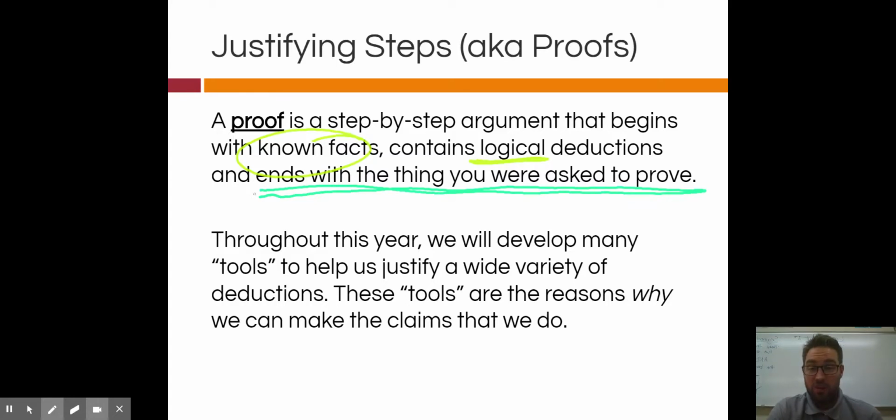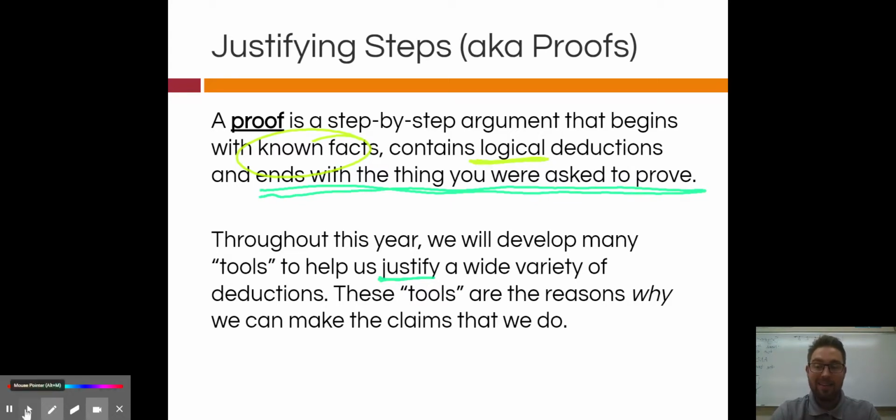Throughout this school year, we will develop many tools to help us justify, there's that word again, a wide variety of deductions. So, conclusions you could make, statements you could make. These tools are the reasons why we can make the claims that we do.